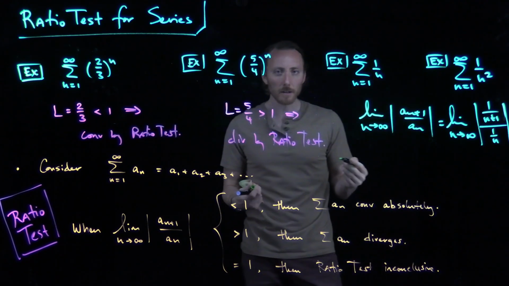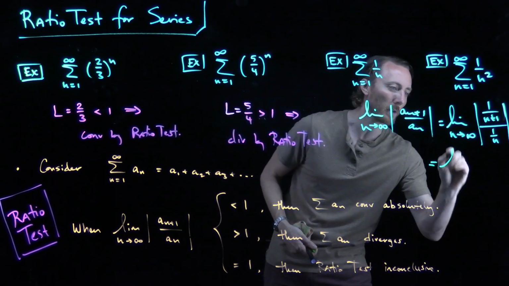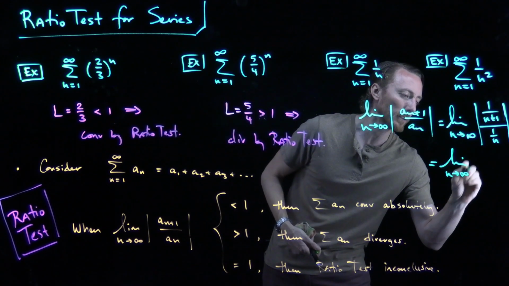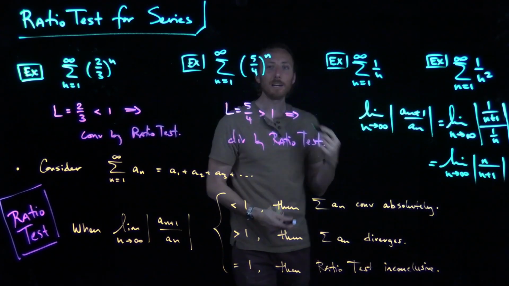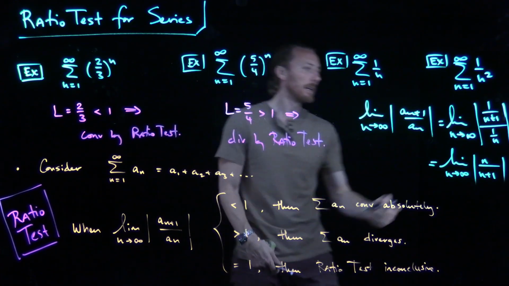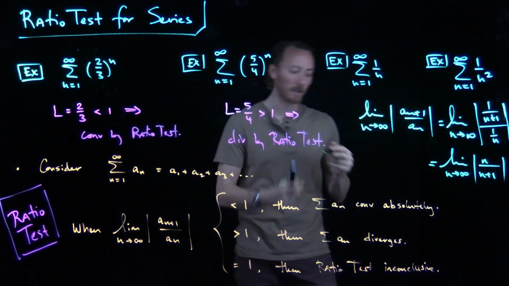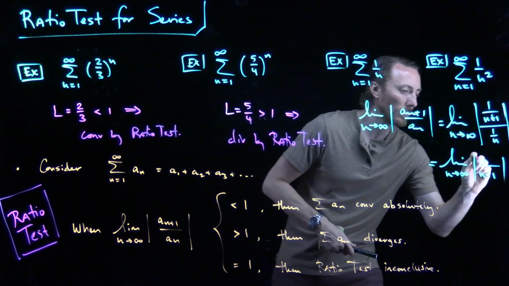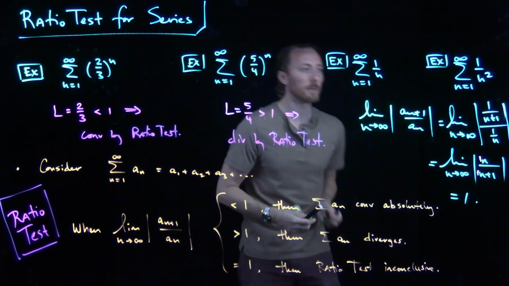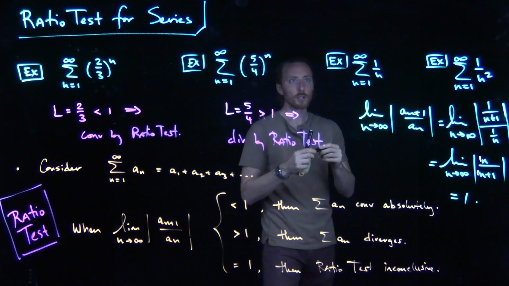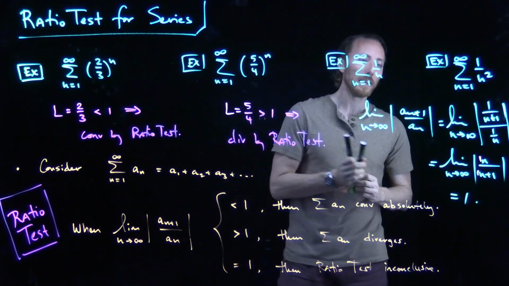Well, we've got a double-decker fraction here, so we're going to have to keep, change, flip. So be it. You know, we're calculus students. We can handle this. We get n over n plus 1. And now we have an equal-heavy rational expression, right? We have degree 1 upstairs, degree 1 downstairs. So what do we do? We take the ratio of the leading coefficients, which is 1 over 1, and this limit evaluates to be 1. Ooh, ratio test inconclusive in this case.